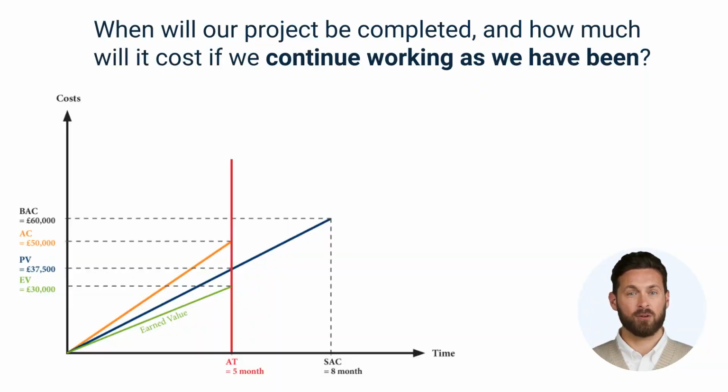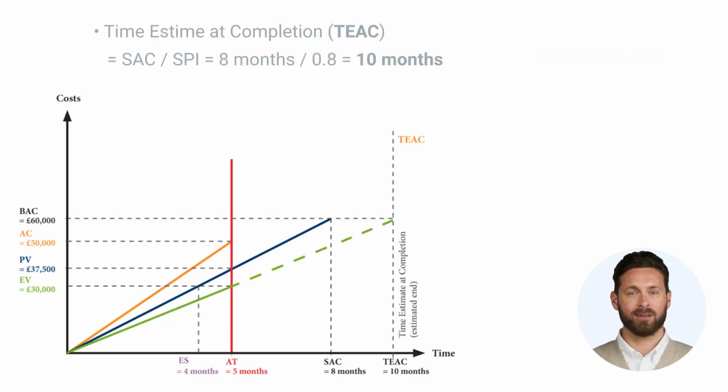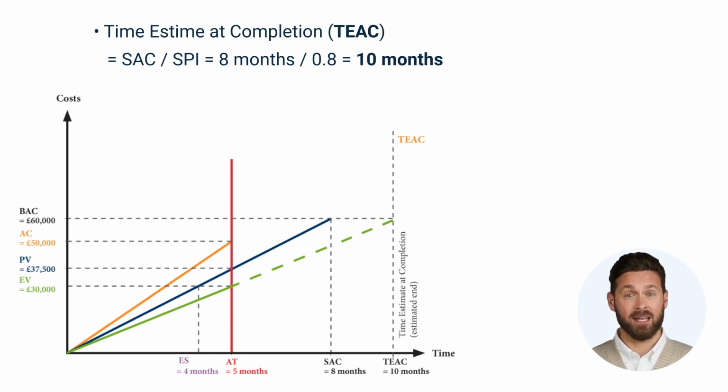Let's first ask ourselves when our project will be completed and what costs will be incurred if we continue working as we have been. To answer this question, we'll take another look at the original chart we used and extrapolate the lines of the earned value and actual costs to project future progress. This gives us the opportunity to determine when the earned value will reach the planned £60,000 and what the costs will be at that point. Our coordinate system shows that the 60 tasks will only be completed in 10 months, which represents our newly expected project duration, the time estimate at completion.